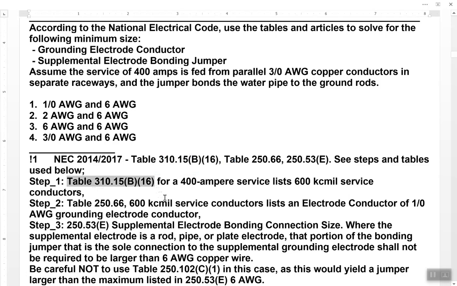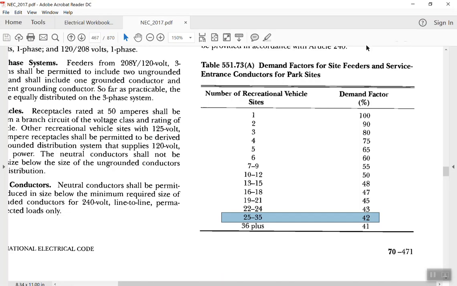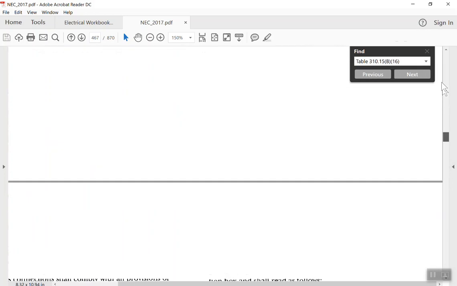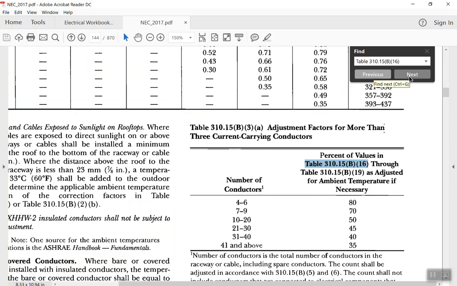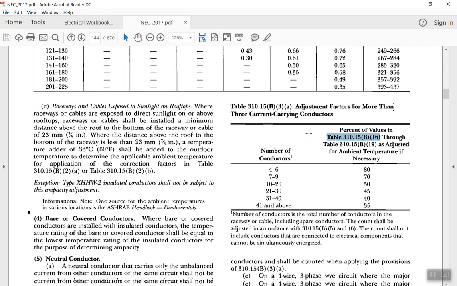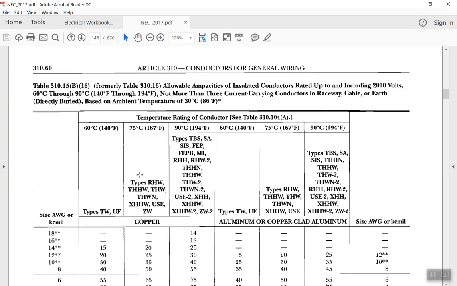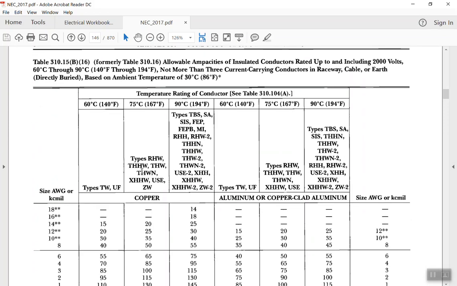So let's go here first. We'll be going here quite a bit on this lecture series this weekend. Table 310.15(B)(16). As you can imagine, that is one of the most commonly used articles for this particular examination, since it's an electrical exam, right? And so here's one of the tables that's on the exam. We won't use it in this case. We're going to jump straight to the one that we need. This table here, 310.15(B)(16), formerly table 310.16 in older code books, okay?